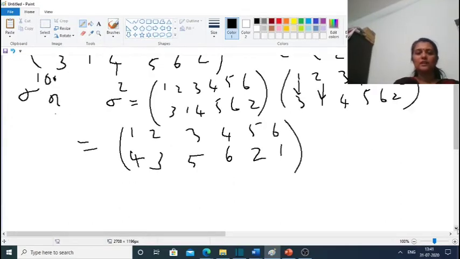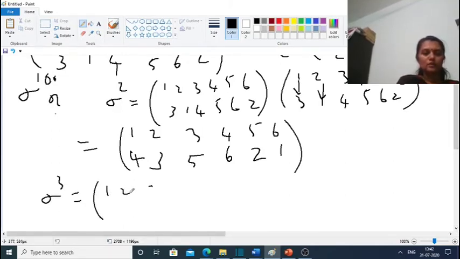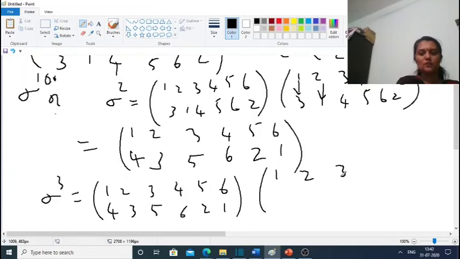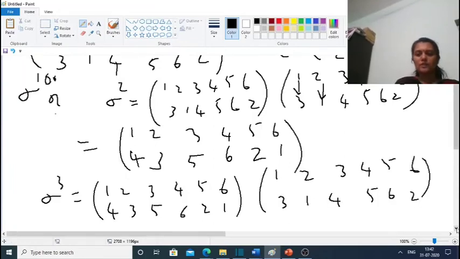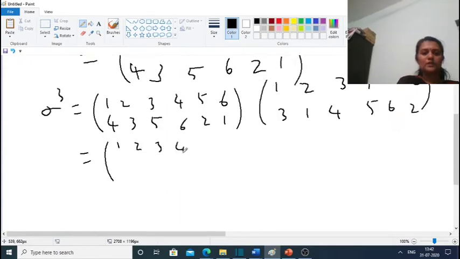Now you have to find sigma cube. Sigma cube is equal to (1 2 3 4 5 6 / 4 3 5 6 2 1) into (1 2 3 4 5 6 / 3 1 4 5 6 2), which is equal to again 1 2 3 4 5 6. 1 goes to 3, 3 goes to 5, 2 goes to 1, 1 goes to 4, 3 goes to 4, 4 goes to 6, 5 goes to 2, 5 goes to 6, 6 goes to 1, 6 goes to 2, 2 goes to 3.